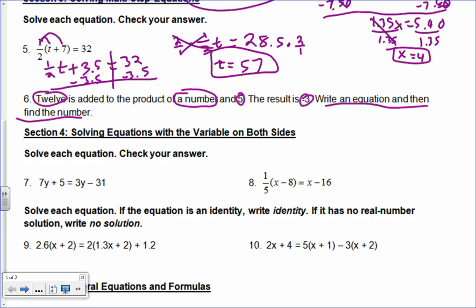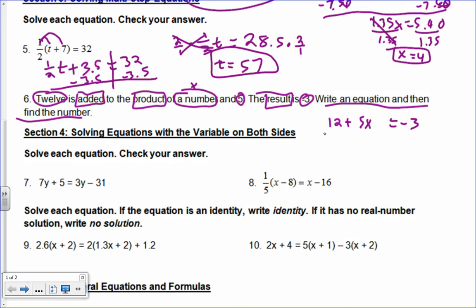And this is all before we make our equation. Or sorry, circle or box. I forgot. I already did the circling. Box any key action math words. So added to would be 1. The product of a number and 5. And the result. So result right away means it's going to be equal to -3. So 12 added to something. So 12 plus the product of a number and 5. So we'll say our number is x. So plus 5 times x. Product is multiplication.